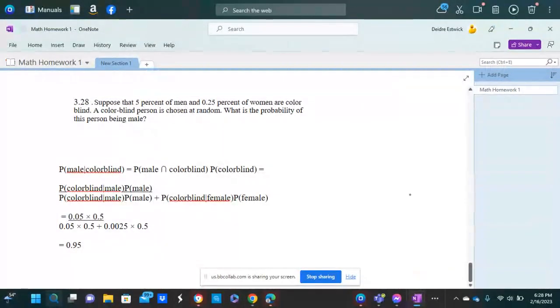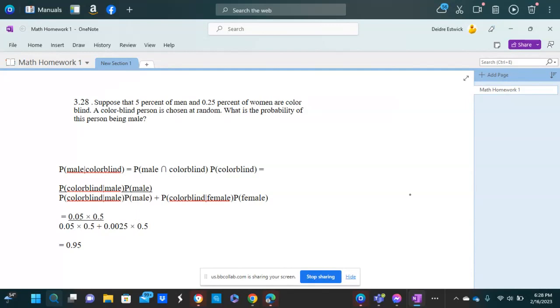It says suppose that 5% of men and 25% of women are colorblind. A colorblind person is chosen at random. What is the probability of this person being male? So, given that the person is male and colorblind, we're trying to find a colorblind male.